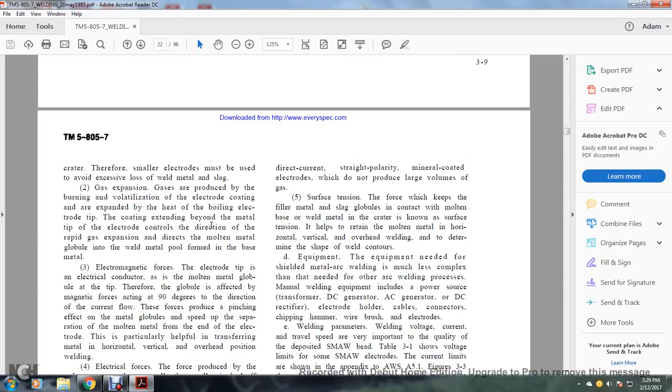and slag. Gas expansion. Gases are produced by the burning and volatilization of the electrode coating, expanding with the heating and boiling at the electrode tip. The coating extending beyond the metal at the tip of the electrode controls the direction of the rapid gas expansion, which directs the molten metal globule into the weld metal in the base metal.